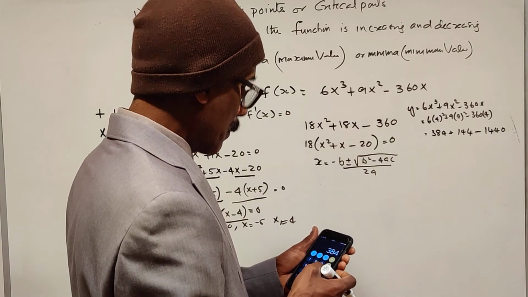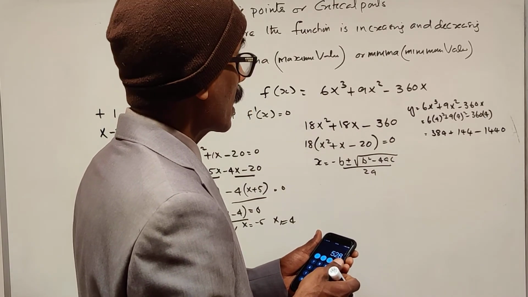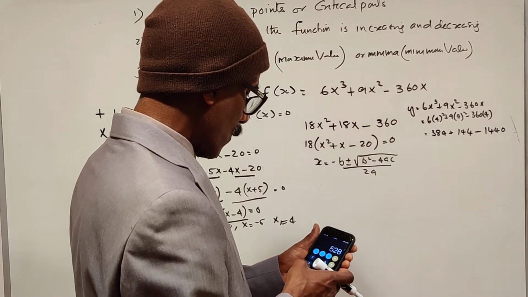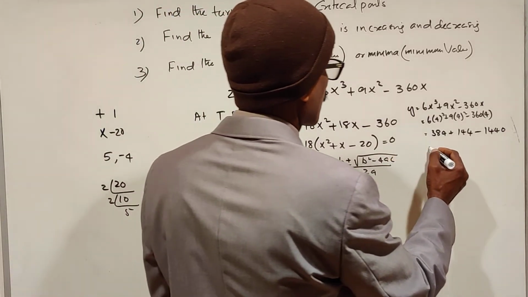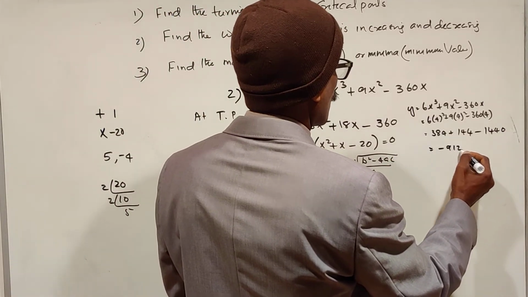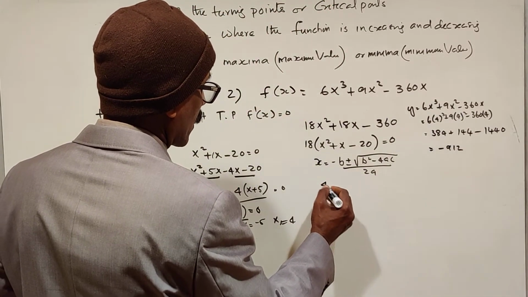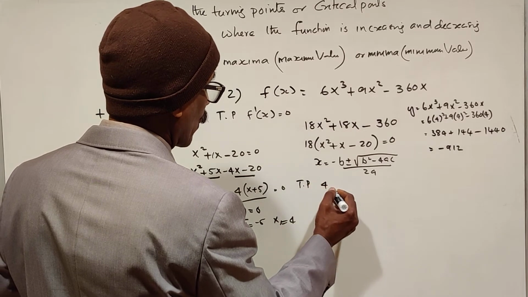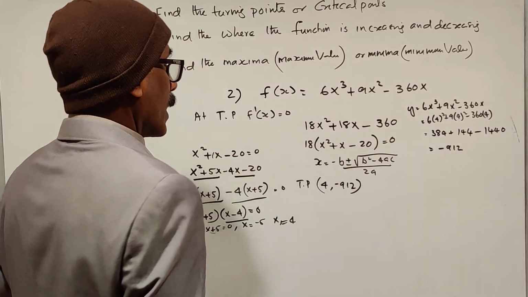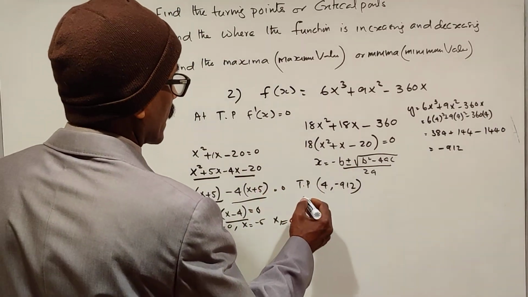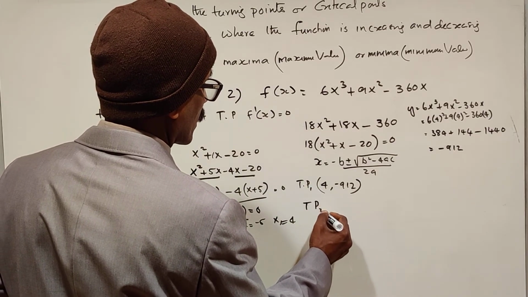384 plus 144 equals 528, minus 1440 equals minus 912. So we found the turning point. The first turning point is 4, negative 912. Okay, the first turning point, then the second, TP2. I'm going to write it like that.